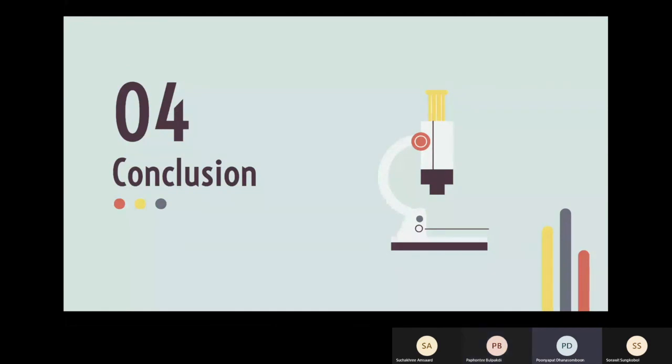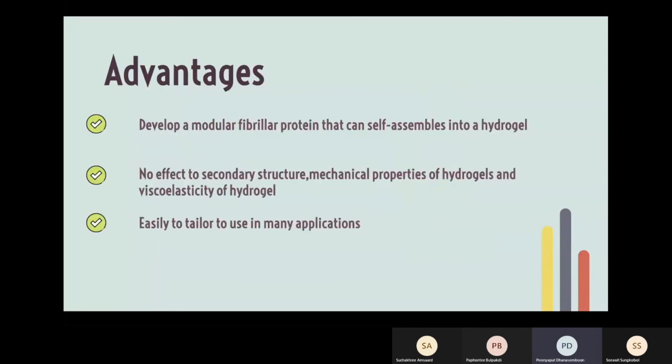Okay, for the conclusion, we now know what the protein WPT2-3R is and what its advantages are. First, this protein supports the adhesion, spreading, and polarization of human fibroblast cells on coated surfaces. Second, there is no effect on the secondary structure, the mechanical properties of the hydrogel, and the elasticity of the hydrogel. And lastly, it is easy to tailor for use in many applications, like biomedical applications. So that is all for our presentation. Thank you.